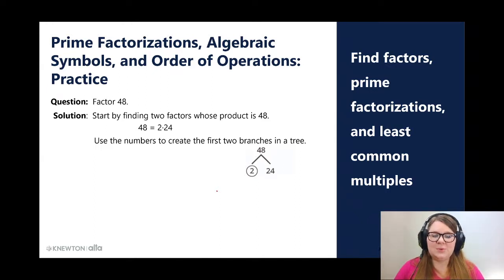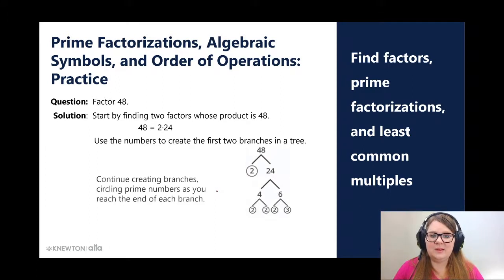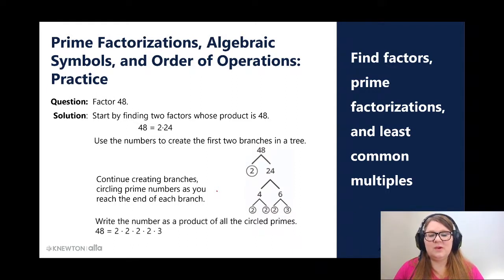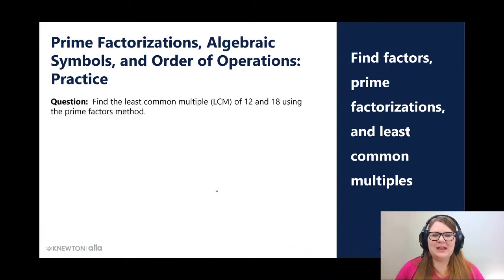Now, how do I break down 24? I need to think of two numbers that multiply to give me 24. So I'm going to do 4 and 6. But neither of those is prime, so I'm going to have to continue further. 4, I can break down to 2 times 2. Both of those are prime, so I circle them. And 6 I can break down into 2 times 3. Both of those are prime, so I can circle them. So here I can say 48 is 2 times 2 times 2 times 2 times 3. 4 twos.